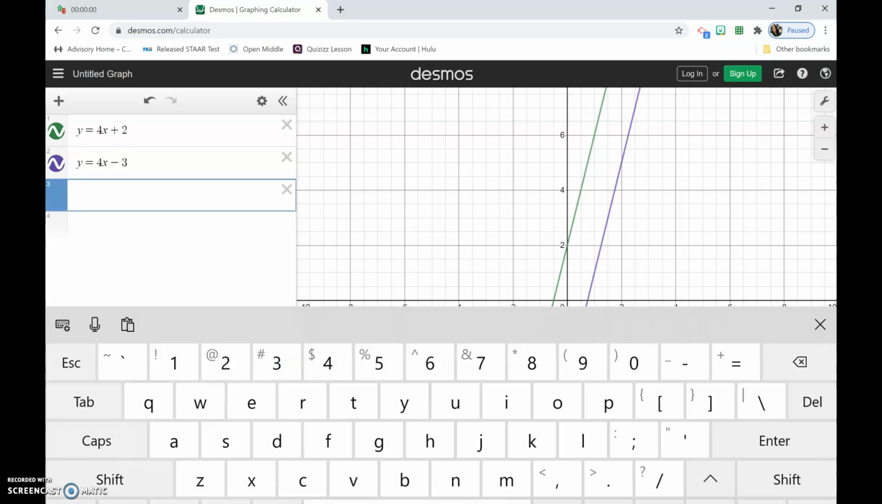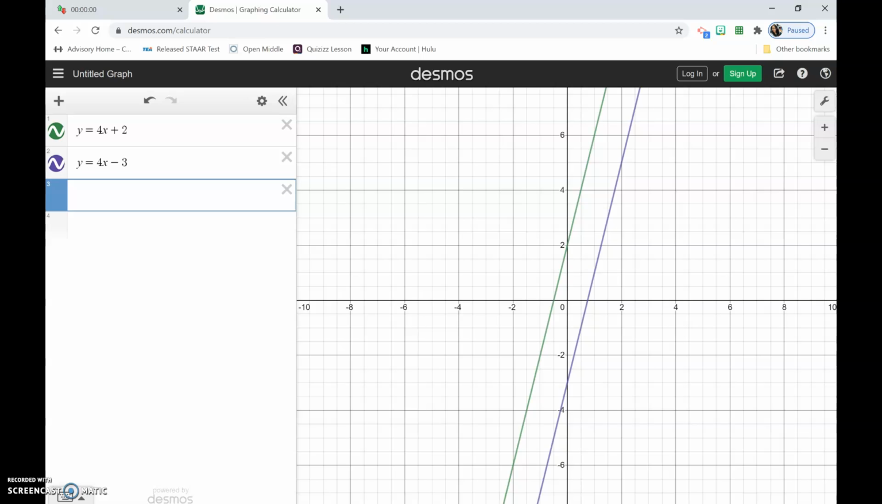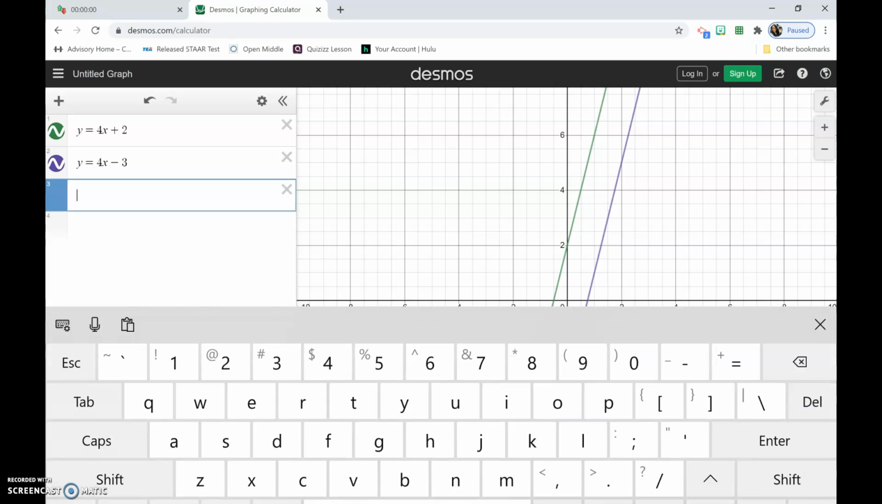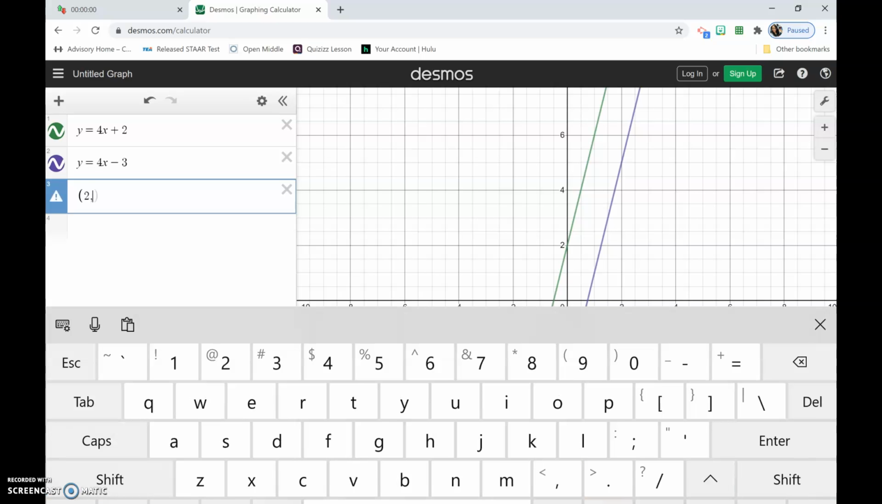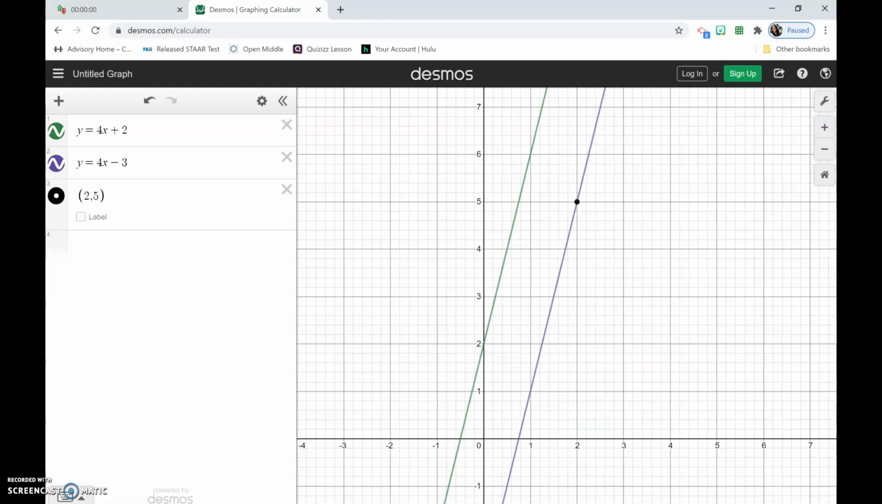Okay. So as you see, my lines are parallel. So far, so good. But we do also have to make sure it goes through the given point they gave us. So I'm going to create a third tab here, and I'm going to type in a point. You can just use parentheses, and it'll plot the point for you. If I'm right, that purple line should be going through the point 2,5, which it is. So that means that I'm right. So this is the equation of the line that's parallel to y equals 4x plus 2 and goes through the point 2,5. And you can also do this in a TI Inspire if you have one.